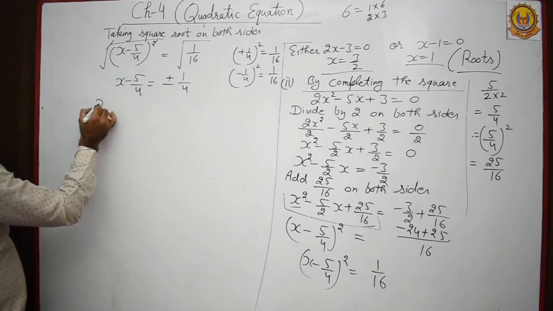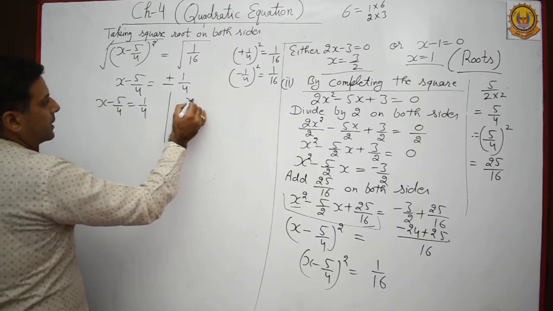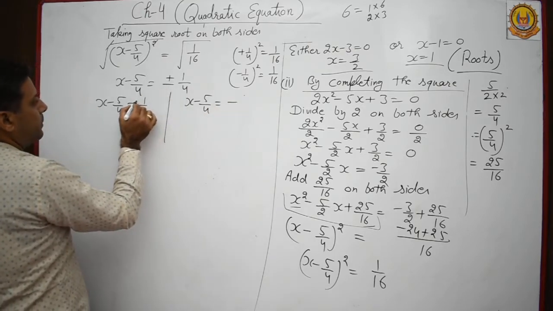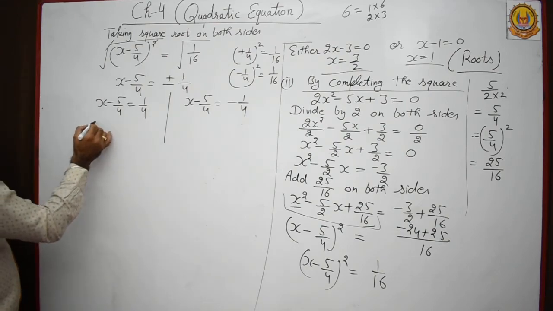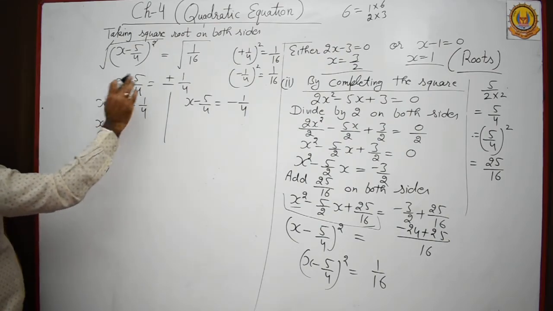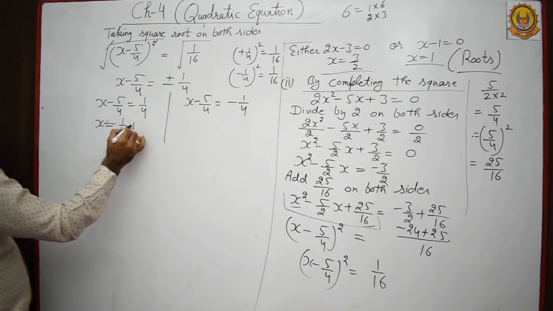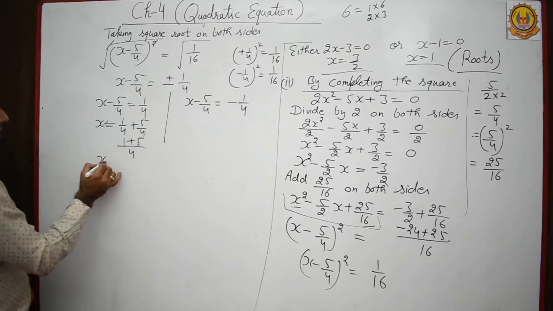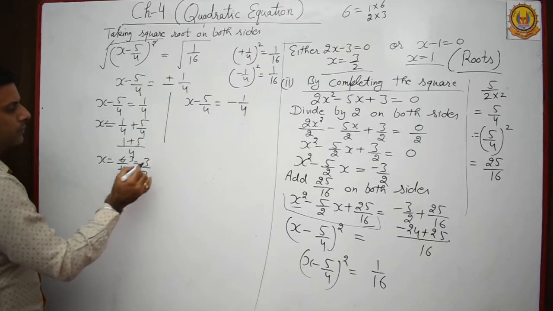So firstly put x minus 5/4 equal to plus 1/4, and then x minus 5/4 equal to minus 1/4, two types. So x, taking minus 5/4 to the right hand side, is 1/4 plus 5/4. Taking LCM, x equal to 6/4, so that is 3/2.